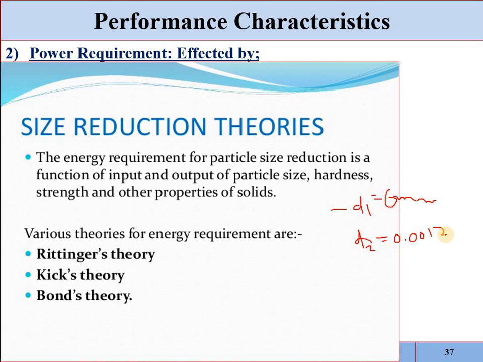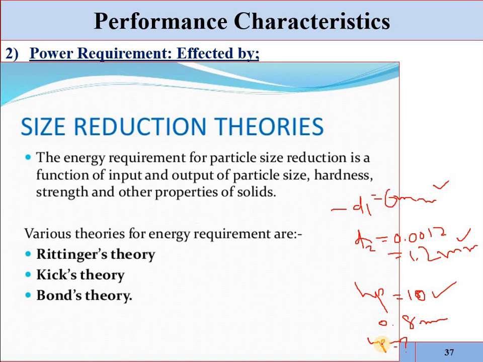Now see, for example, if you are reducing the size from 6 millimeter, suppose d1 is 6 millimeter and d2 is suppose 1.2 millimeter. Suppose we have a machine, an attrition mill or hammer mill, in which we are reducing the size from 6 millimeter to 1.2 millimeter. The horsepower requirement is 10 horsepower. Now suppose the size is reduced up to 0.8 millimeter. How much horsepower will be required?